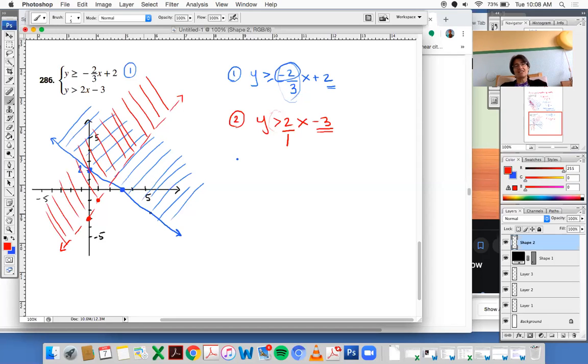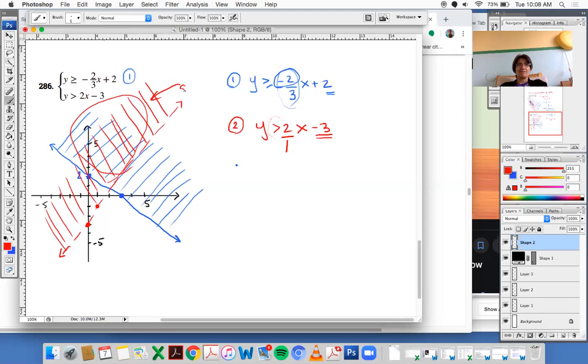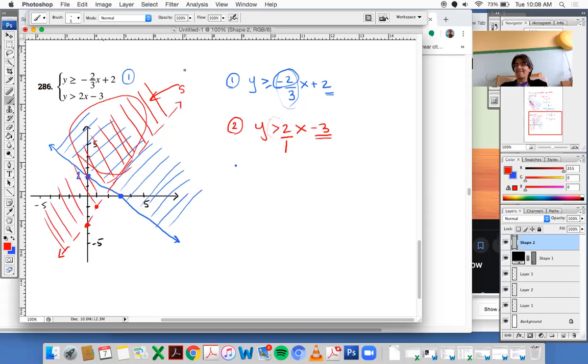So this is the graph. Now, as I said, when you're trying to graph the solution to a system of inequalities, the solution is going to be in the region where it's double shaded. So this is the solution here. Any questions with that one?